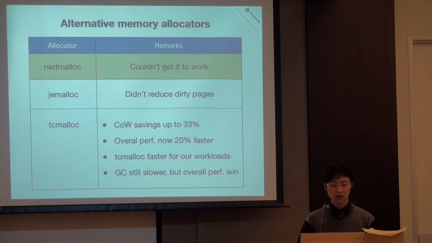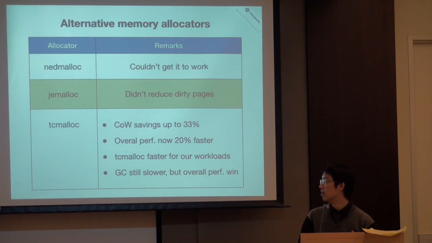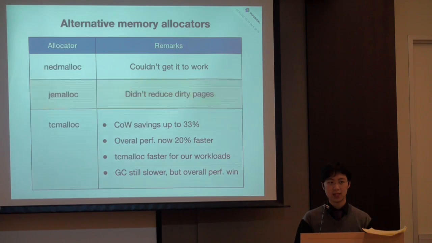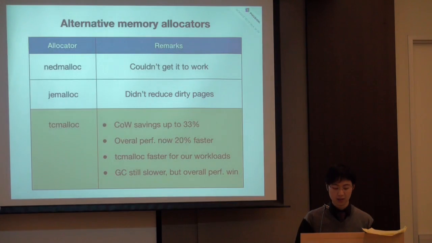We tried nedmalloc first, but we couldn't get it to work. And then we tried jemalloc. This is the memory allocator used by FreeBSD and Firefox. But this did not seem to reduce the memory pages at all. So eventually we settled for Google's tcmalloc, and with this, practical copy and write savings went up to 33%.